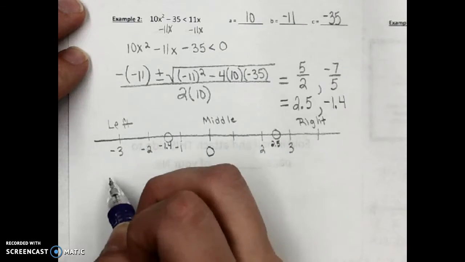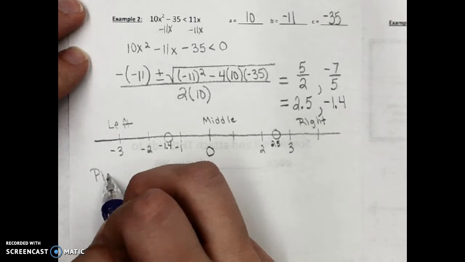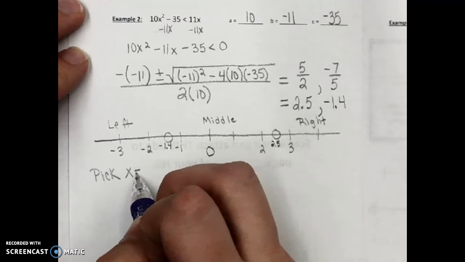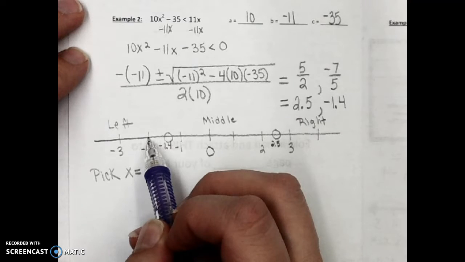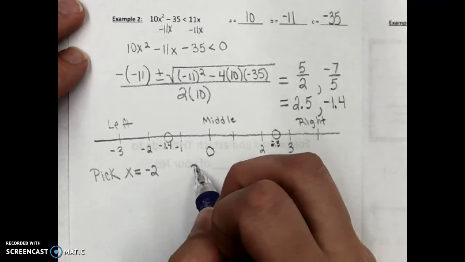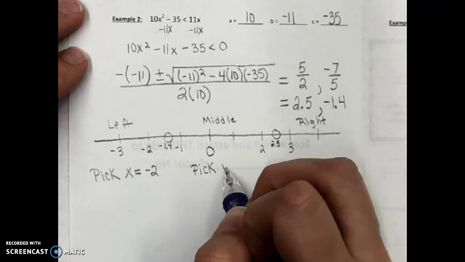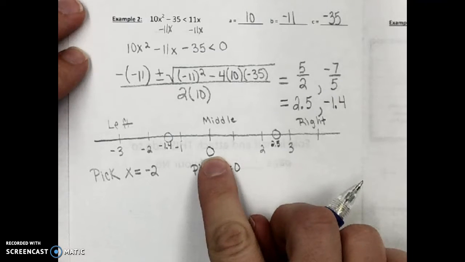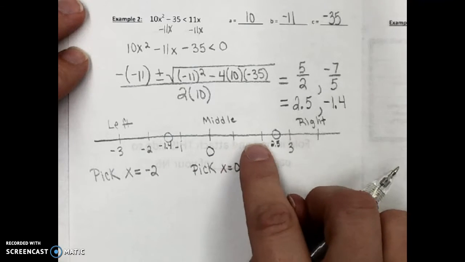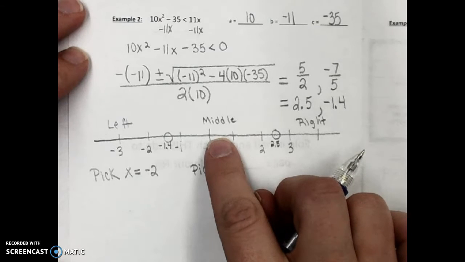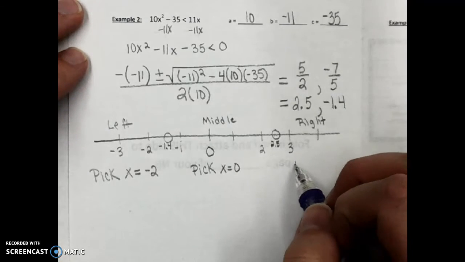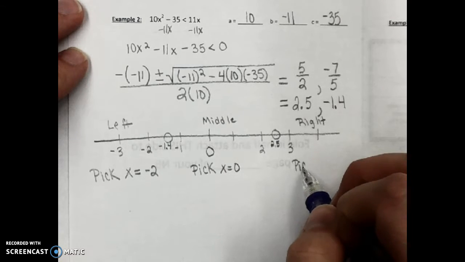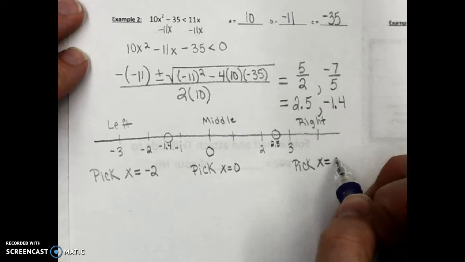Remember, I can pick any point I want to over here. I pick x equals -2. Why? Because I want to. It's on the left, so I can pick it. For the middle, I bet you can't guess, I'm going to pick x equals 0. I could pick 1. Remember, I could pick 2. I could pick 1.2. As long as it's in the middle of these 2 points. And for the right, I'm going to pick x equals 3.